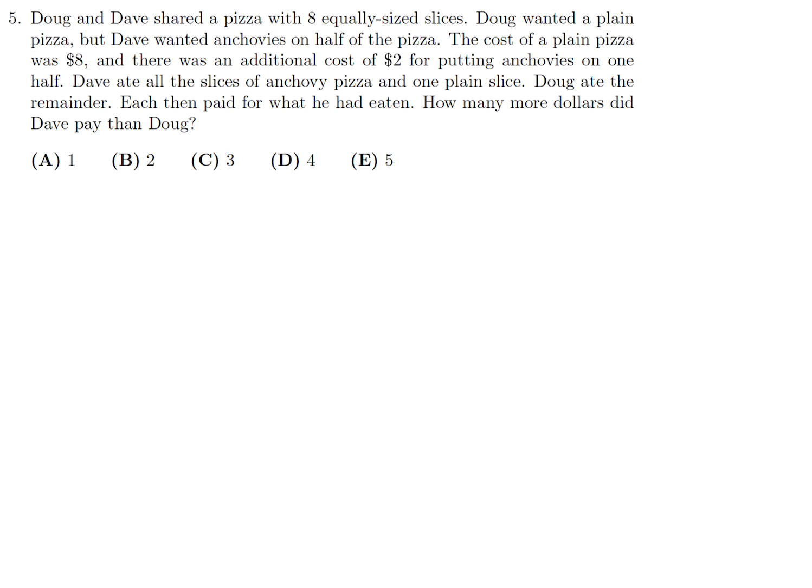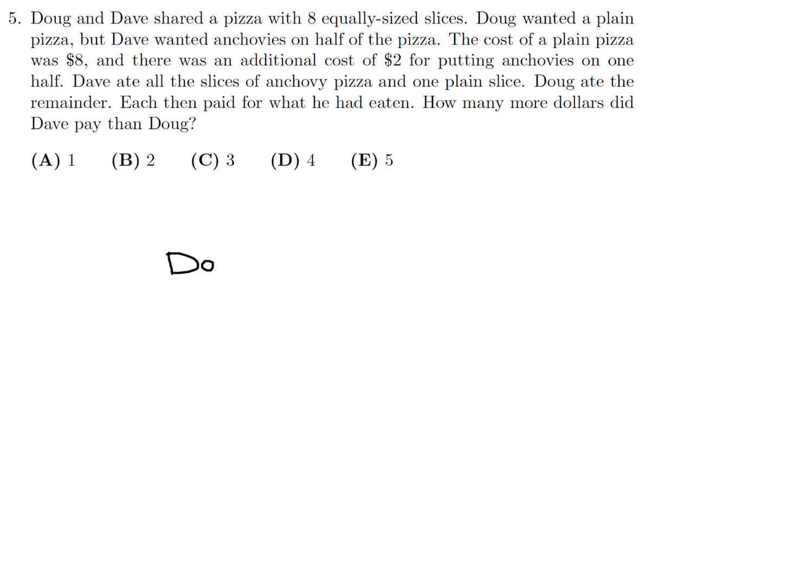Doug and Dave shared a pizza with 8 equally sized slices. Doug wanted a plain pizza. Dave wanted anchovies on half of the pizza. The cost of the plain pizza is $8, and there's an additional cost of $2 for putting anchovies on one half. Dave ate all the slices of anchovy pizza and one plain slice. Doug ate the remainder. Each then paid for what he had eaten. How many more dollars did Dave pay than Doug?